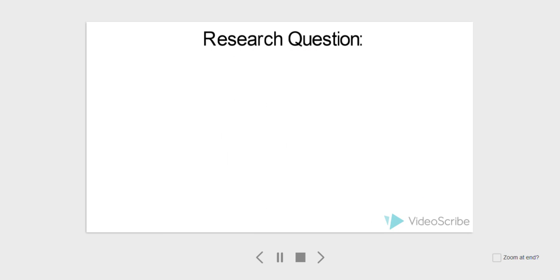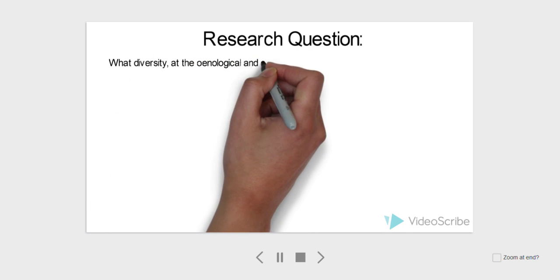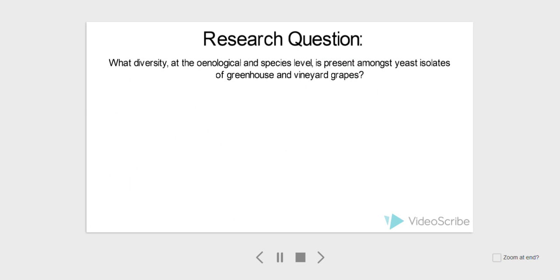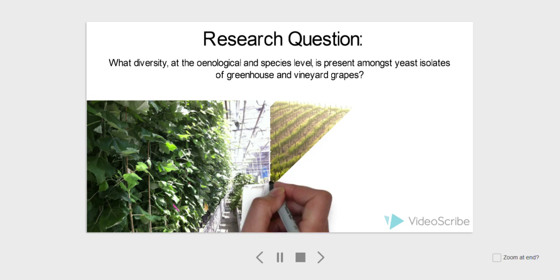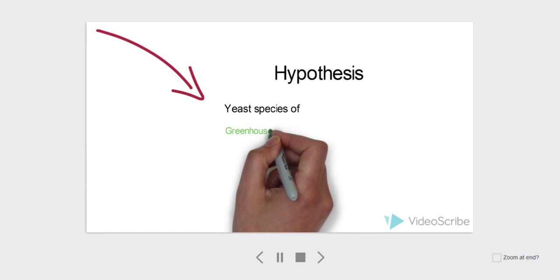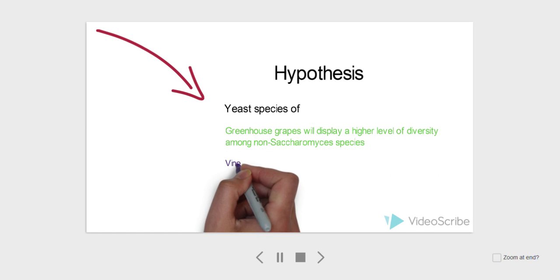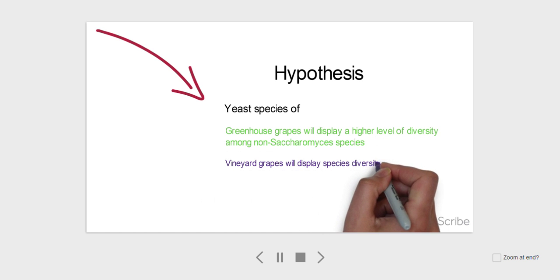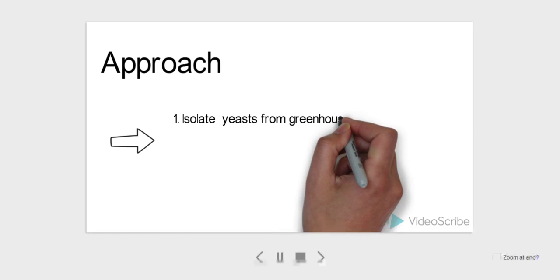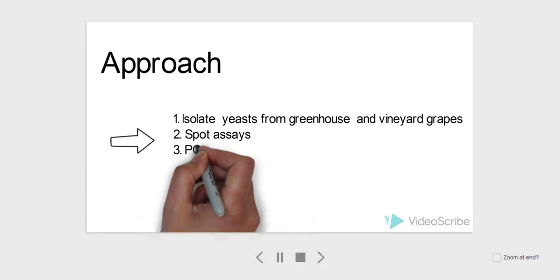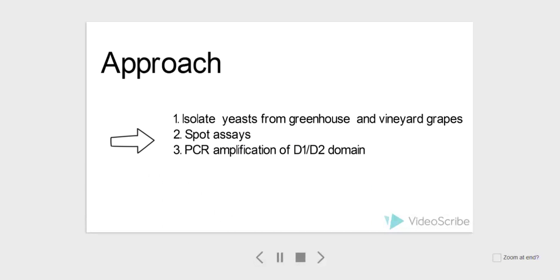Our question is, what diversity at the enological and species level is present amongst yeast isolates from greenhouse and vineyard grapes? Our hypothesis is that yeast strains found on the greenhouse grapes will display a higher level of diversity amongst the non-Saccharomyces, whereas the yeast species found on the vineyard grapes will display greater diversity within the Saccharomyces genus. Our approach was to first isolate yeast from both environments, then do spot assays to assess the phenotypic diversity, and last PCR amplify the D1, D2 domain that's present in all yeasts.